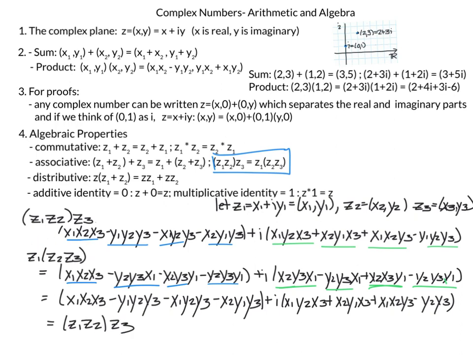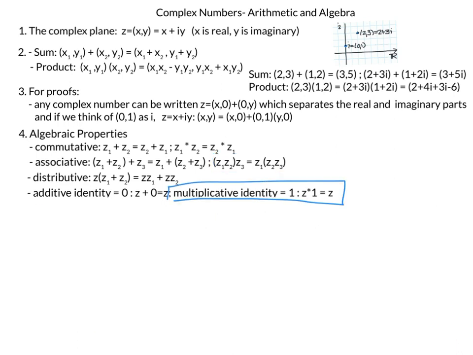So z1 times (z2 z3), with z2 and z3 multiplied first, is equal to (z1 z2) times z3, with z1 and z2 multiplied first. So this here is equal to this. So it shows that these two are equal. The last thing I'm going to show is that 1 is the multiplicative identity.